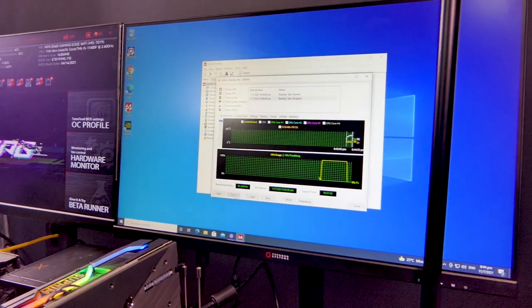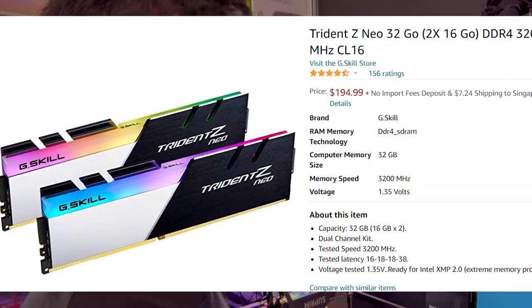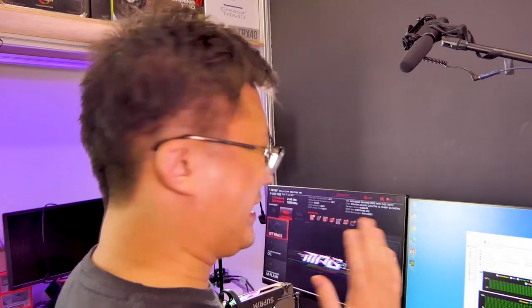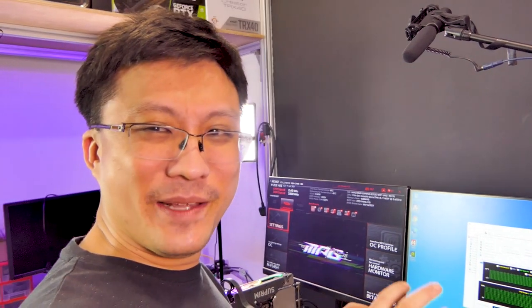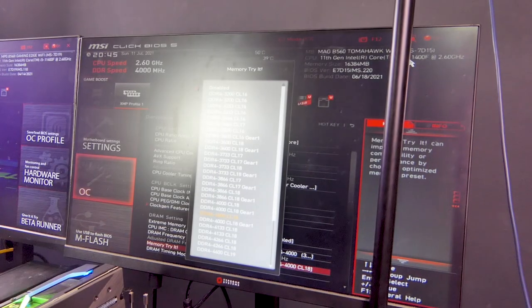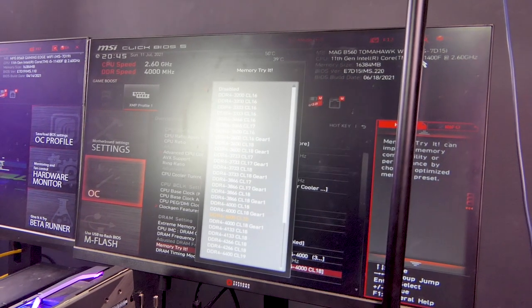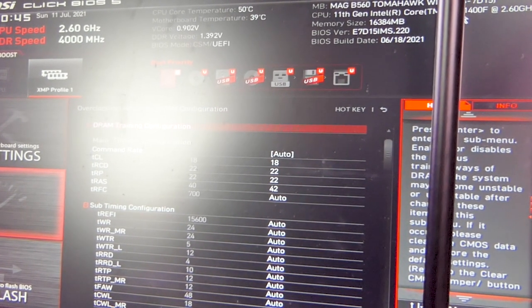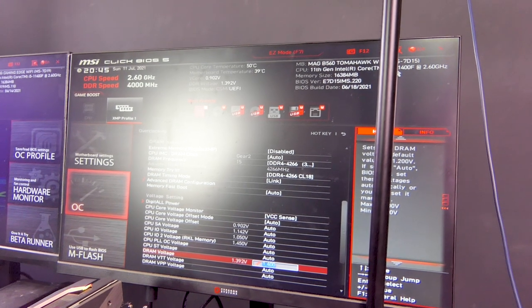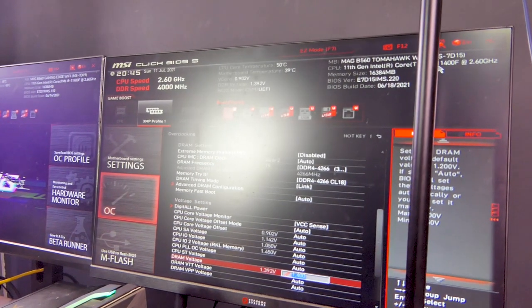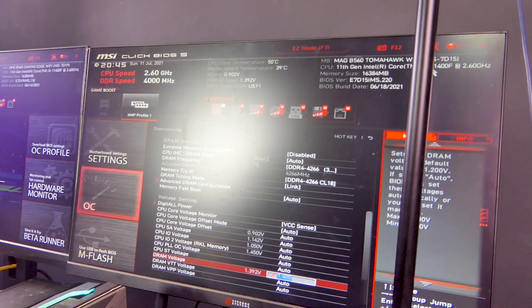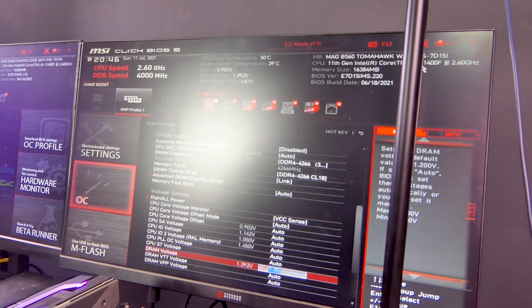If you've seen the price difference between a 3200 CL16 and a 4000 CL18 kit, the price difference can be quite substantial. But let's see if we can get a little bit more out of this fella. So 4400 was totally impossible. 4266 CL18. So we see the advanced DRAM configuration, 18, 22, 22, 42. If we leave it at 1.4, it may or may not post. I'm going to go up in increments of 0.05. So instead of 1.40, I'm going to go to 1.45.